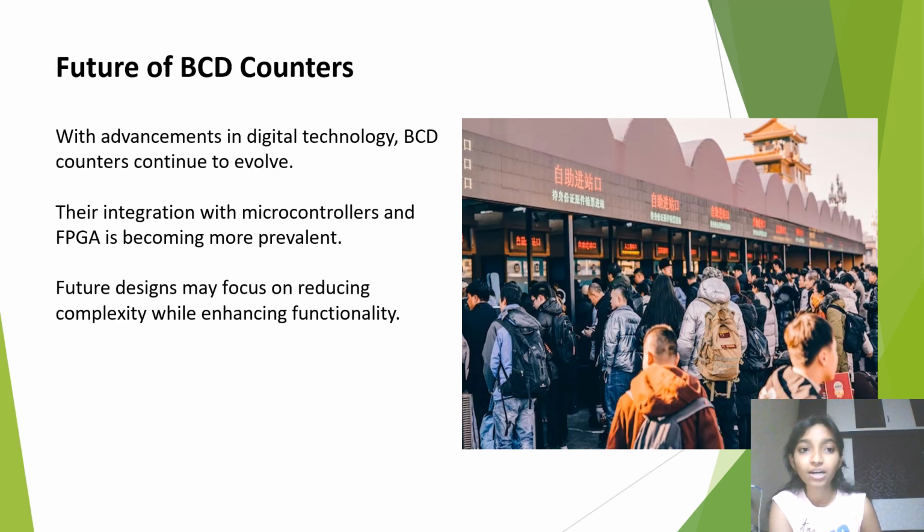Future of BCD counters. With advancements in digital technology, BCD counters can continue to evolve. Their integration with microcontrollers and FPGA is becoming more prevalent. Future designs may focus on reducing complexity while enhancing functionality.